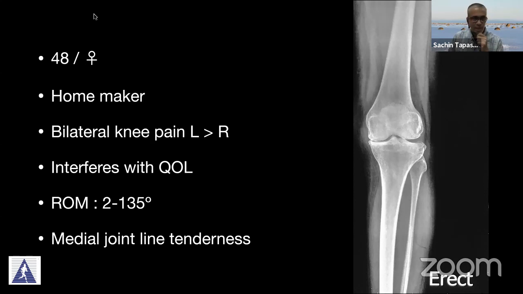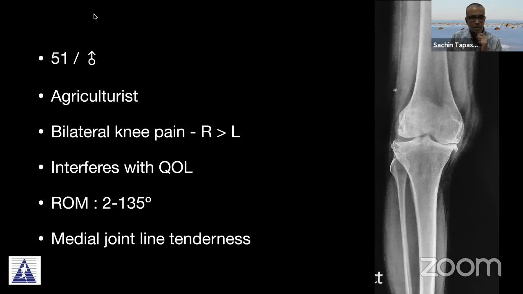Here's another example. He's a 51-year-old male. He's an agriculturist. He works in the fields. He goes up and down. He had a twisting injury to his knee joint about 2 years ago, but due to pressures then he kept carrying on, and he presents with bilateral knee pain. His right is worse than the left, and it interferes with his quality of living. He has medial joint line tenderness with almost the same preserved range of motion.